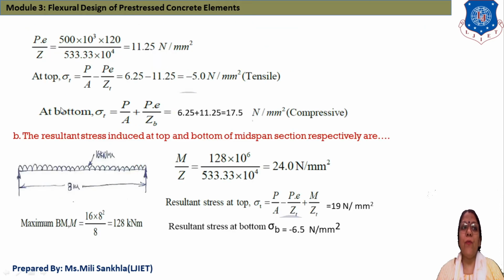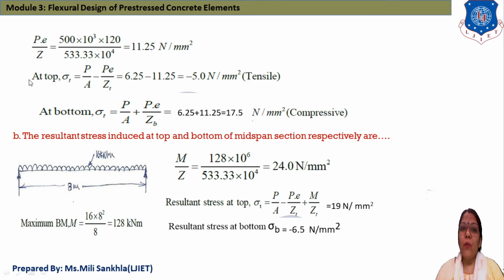Now we find the bending stress, and the equation of bending stress is M by Z. M is equal to load into eccentricity, and Z is the section modulus. P is given as 500 into 10 raised to 3, e we found as 120, half of the depth 200 minus 80, that is 120, and Z is 533.33 into 10 raised to 4. The answer is 11.25 Newton per mm square, that is our stress due to bending.